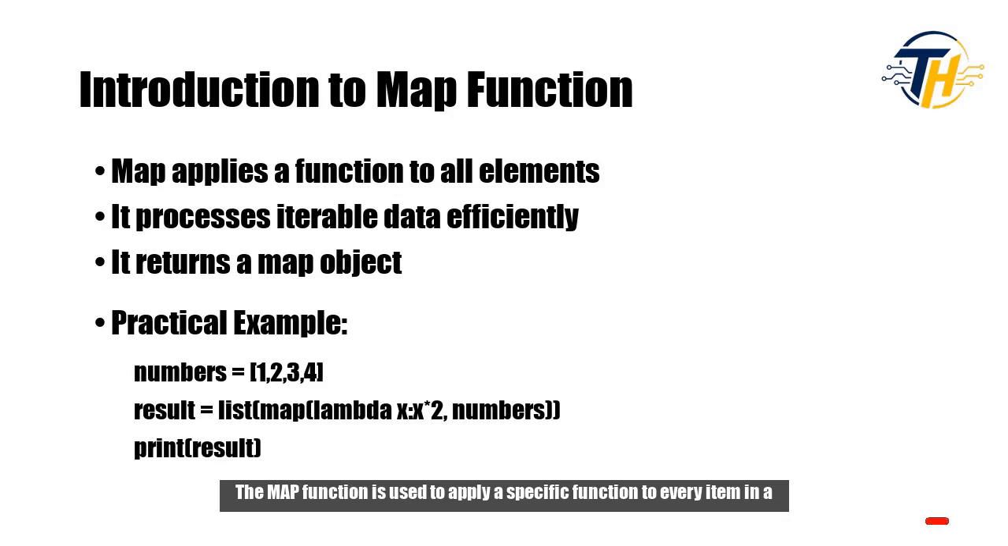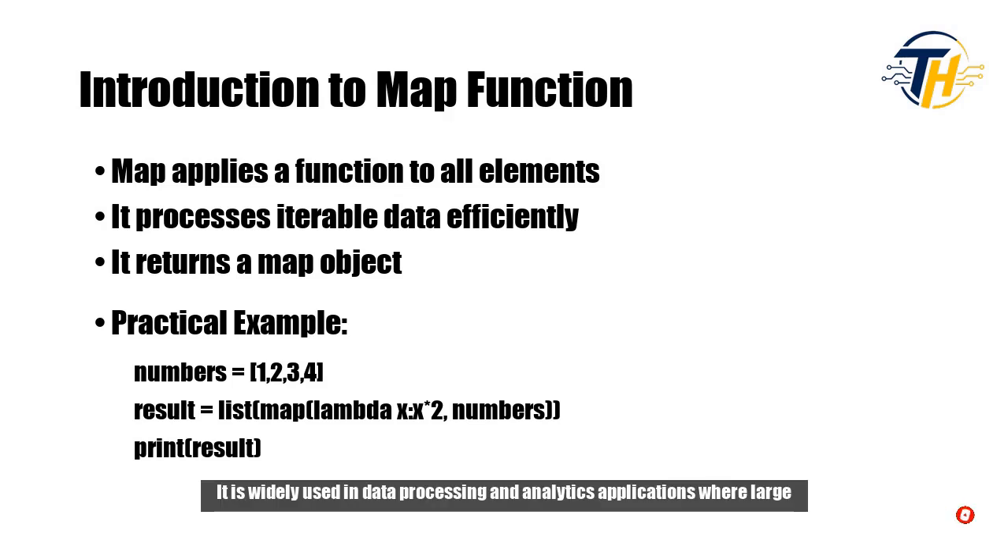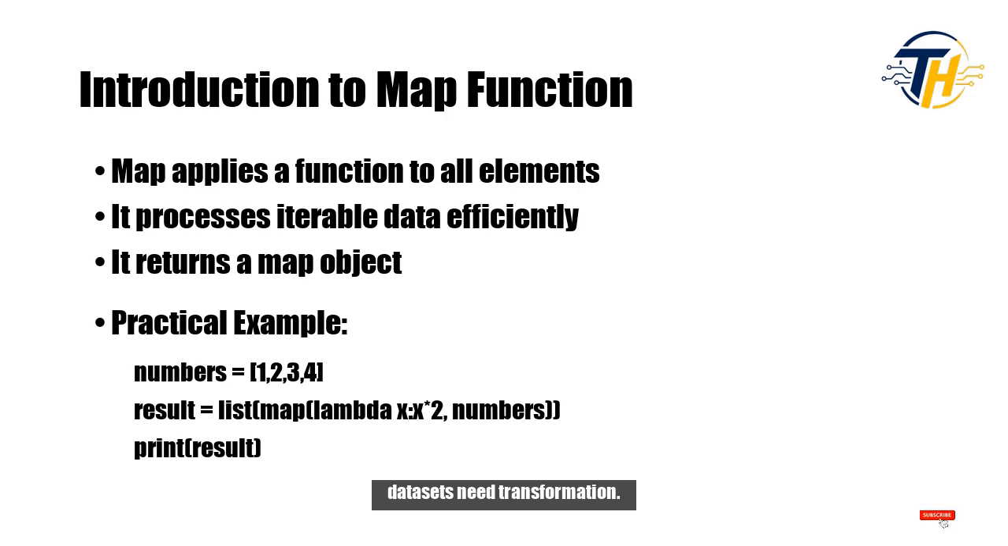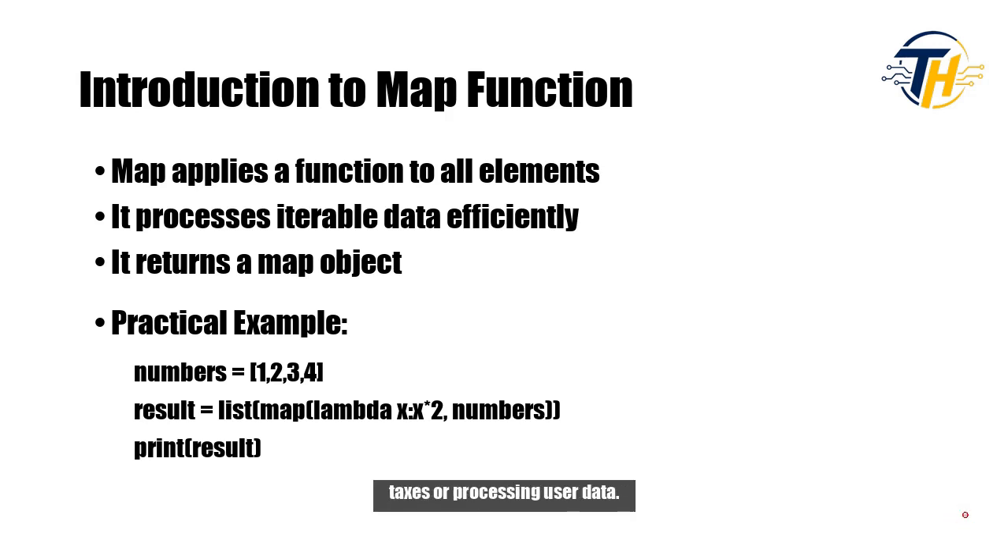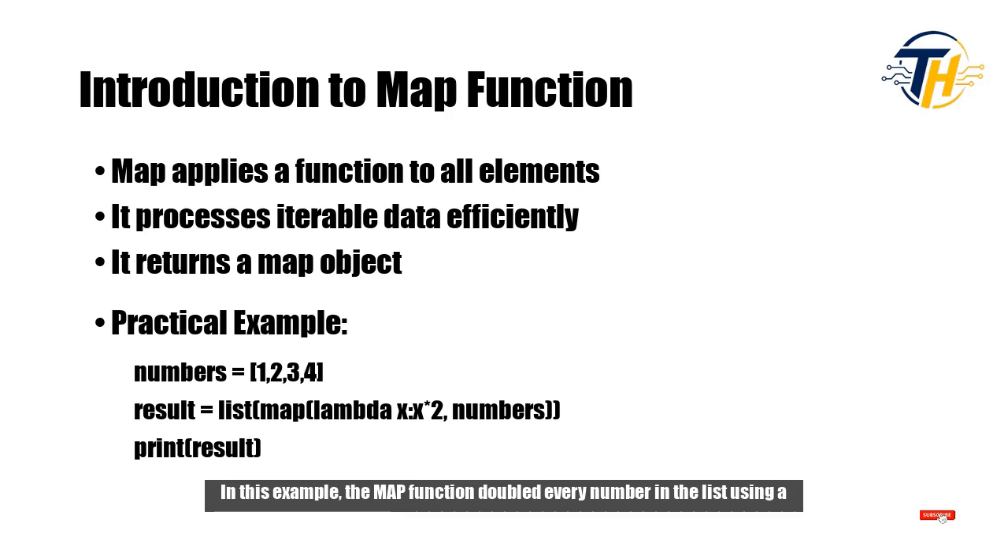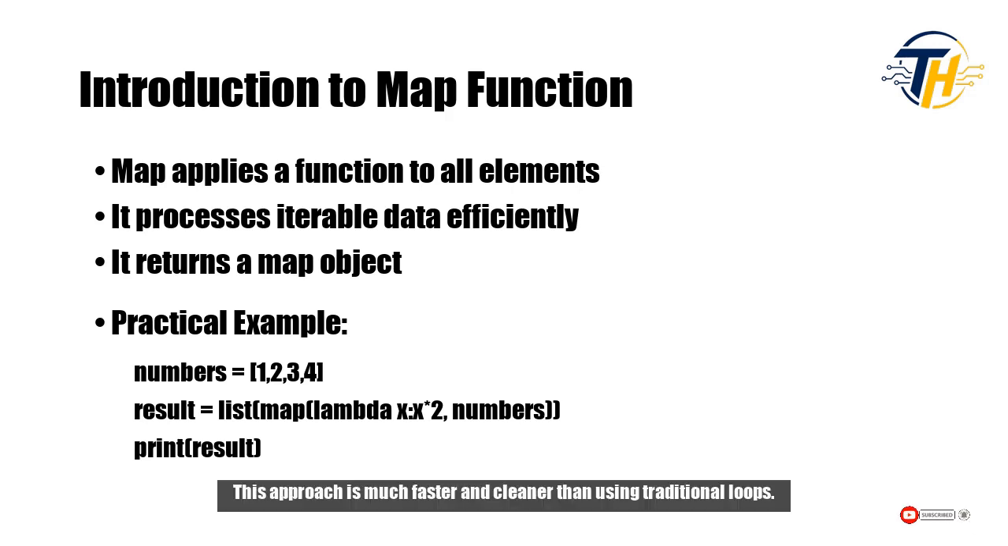The map function is used to apply a specific function to every item in an iterable like a list or tuple. It is widely used in data processing and analytics applications where large datasets need transformation. Companies use map for operations such as converting currencies, calculating taxes, or processing user data. In this example, the map function doubled every number in the list using a Lambda function. This approach is much faster and cleaner than using traditional loops.